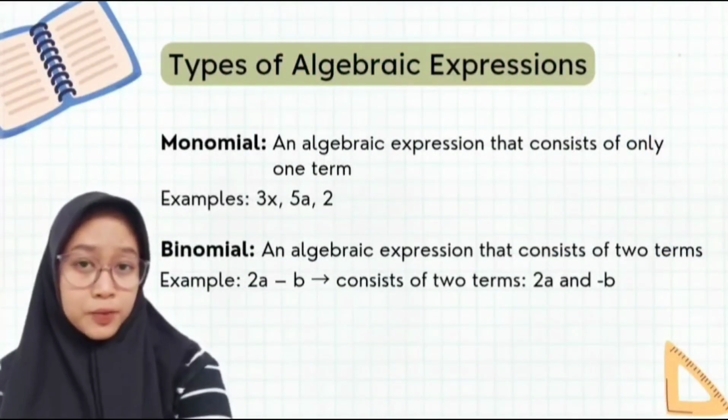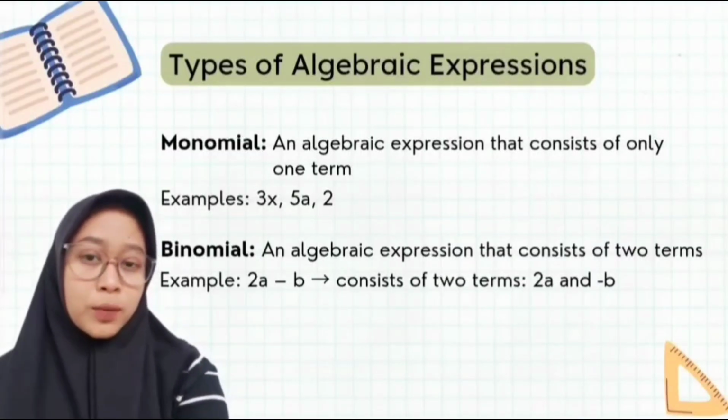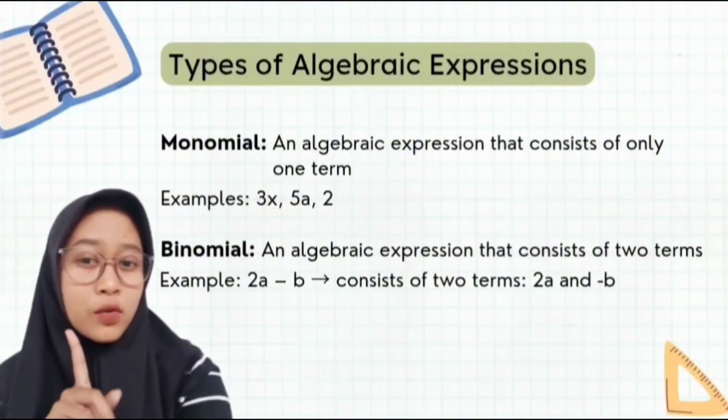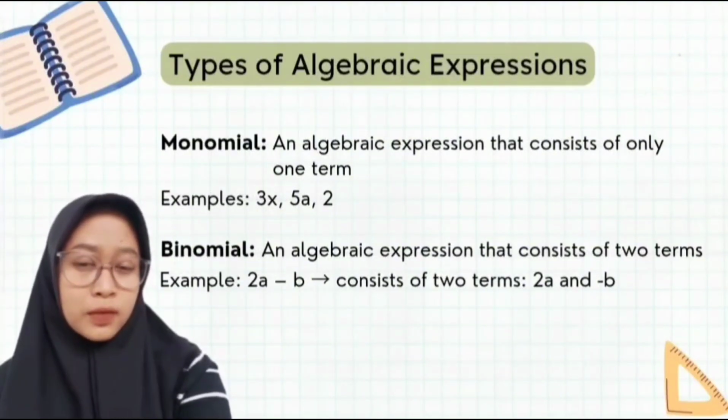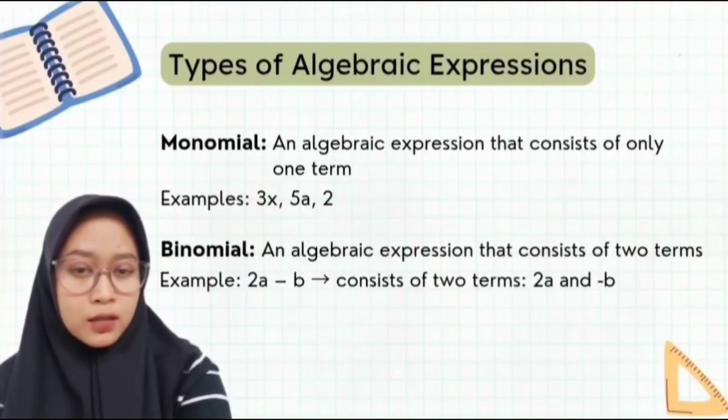Next is types of algebra expressions. Number 1 is monomial. Monomials are algebra expressions that consist of only one term. For example, 3x, 5a, 2, 5, 7.